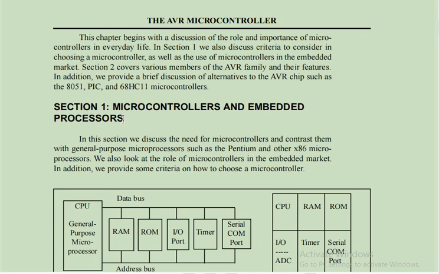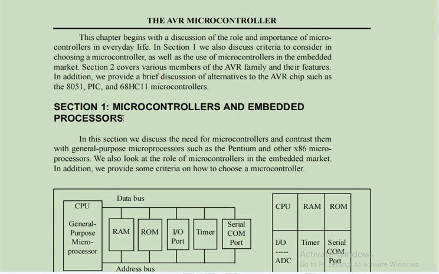This chapter begins with a discussion of the role and importance of microcontrollers in everyday life. Everyday life means that the AVR microcontroller has some importance there. In this section, I will also discuss criteria to consider in choosing a microcontroller, as well as the use of microcontrollers in the embedded market. Section 2 covers various members of the AVR family and their features. In addition, we provide a brief discussion of alternatives to the AVR chips, such as the 8051, PIC and 68HC11 microcontrollers.